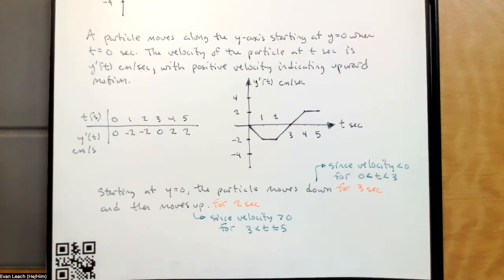So we can even include the reasons why we're saying these things. So starting at y equals 0, the particle moves down for 3 seconds, since the velocity is negative for t between 0 and 3, and then moves up for 2 seconds, since the velocity is positive for t between 3 and 5. Notice that when t is equal to 0 and when t is equal to 3, the velocity is equal to 0. So I didn't want to include 0 and 3 in when the velocity is negative and positive.